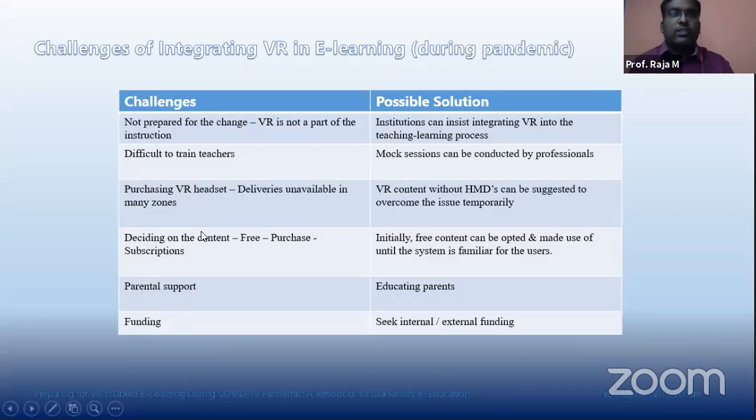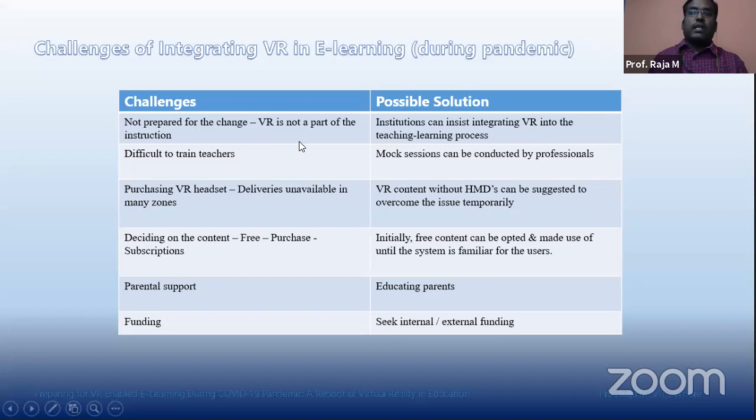There are also possible challenges in integrating this VR in e-learning. Number one, we are not prepared for the change at all. VR is not part of the instruction. We think that is the reason why we are not prepared. We never expected such a situation to happen, and a possible solution for this could be VR. Institutions can insist on integrating VR into the teaching and learning process and make the teachers and the learners get prepared.